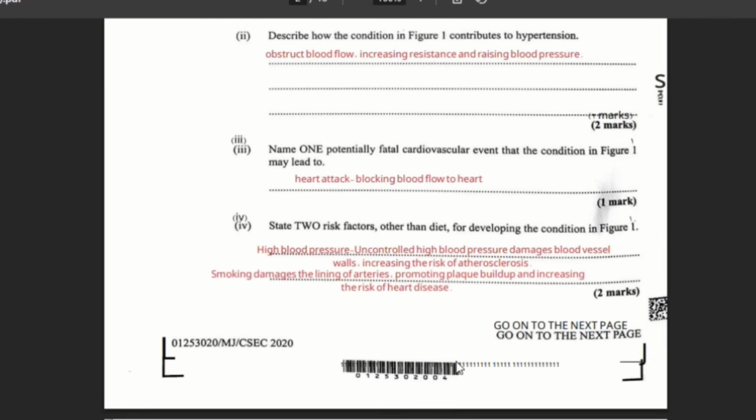So you cannot say cholesterol causing the plaque to build up in the blood vessel. You can mention these two: high blood pressure, if the person already has it before, then they are at risk of potentially developing this condition, and also if they are a smoker, it can damage the lining of the arteries and lead to this condition. So those are two risk factors that you can consider.